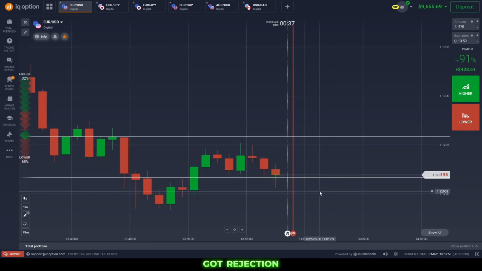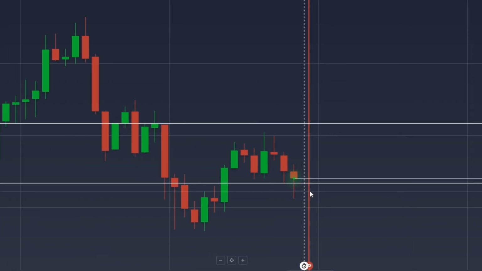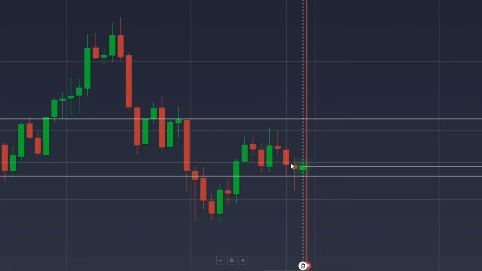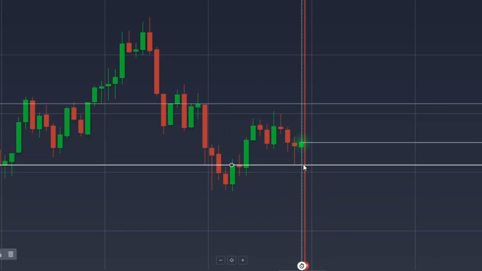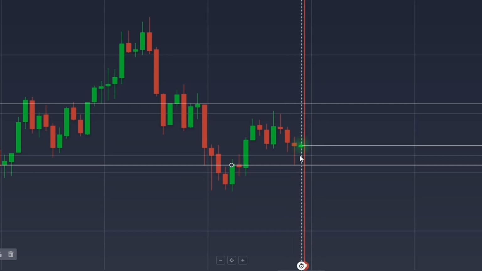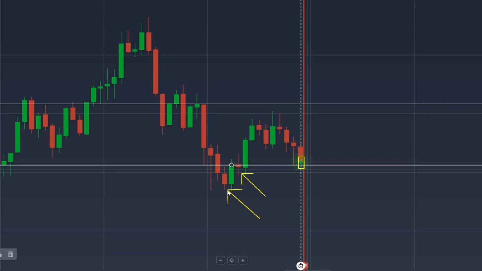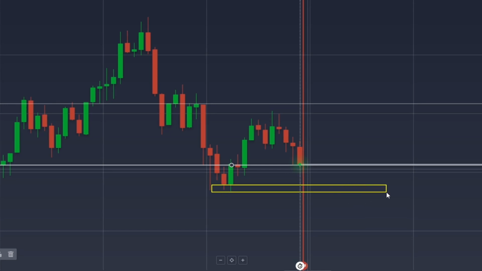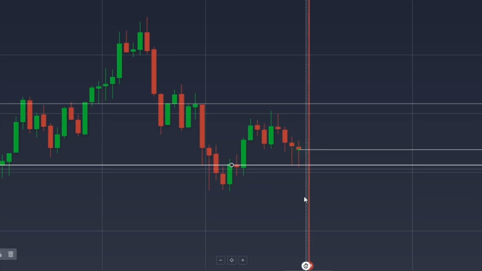Okay, it got rejection. Let's see where the candle will close. I want the closing to be below. And as you can see, the candle closing is above, and now I need a breakout here, then only we can go for a trade. But if you look carefully, even if we get a breakout, this is very near and this zone is also near. There is no point in taking a breakout trade here, because the reversal points are very near, so I'll not go for any kind of breakout trade in the downward direction.